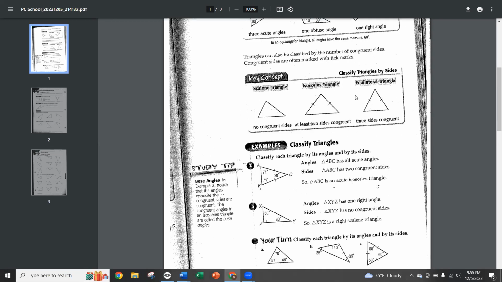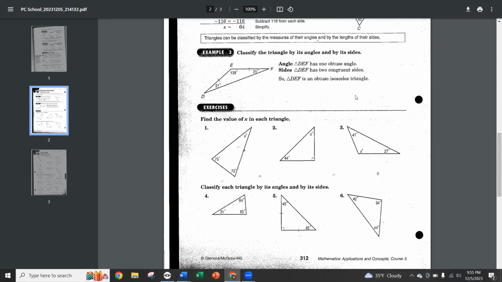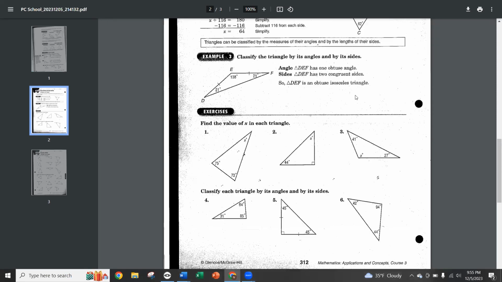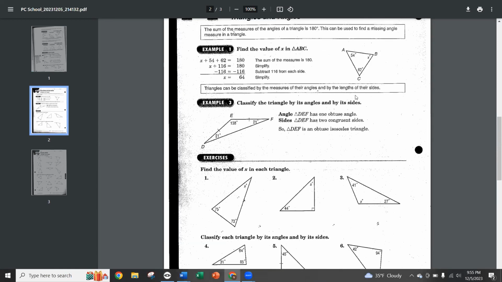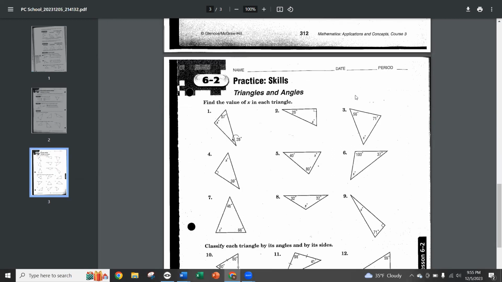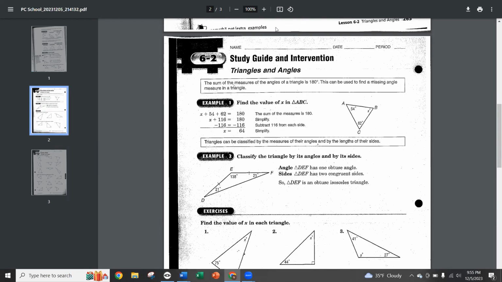Today we're looking at 6-2. We're going to go through this page together. This is page 312 of the worksheet that's in front of you, hopefully. If not, go ahead and grab this. And then your homework will be this page right here. So what are we doing today? We're looking at angles of triangles.